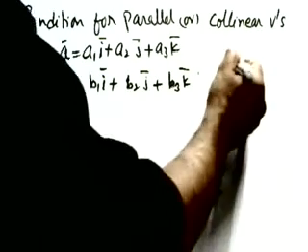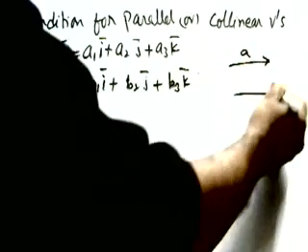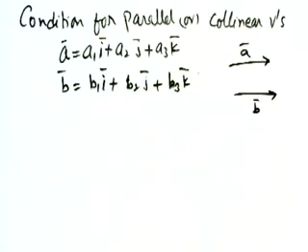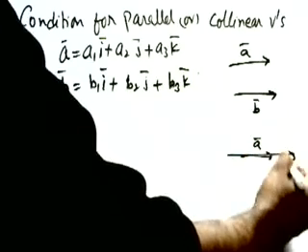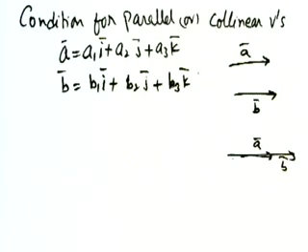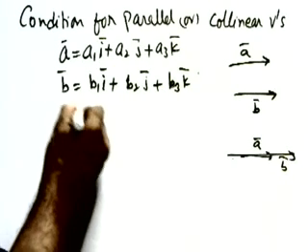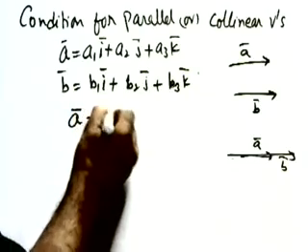Now, the condition for collinear or parallel vectors. Suppose we are having two parallel vectors, suppose A is parallel to B. So we are having a condition for parallel or collinear vectors. This is vector A, this is vector B. So the condition for collinear or parallel vectors is we are having two conditions.